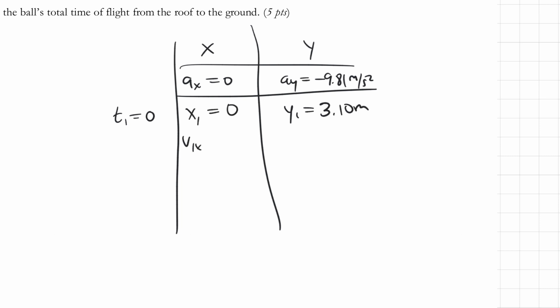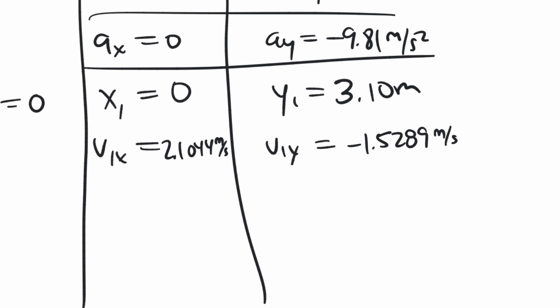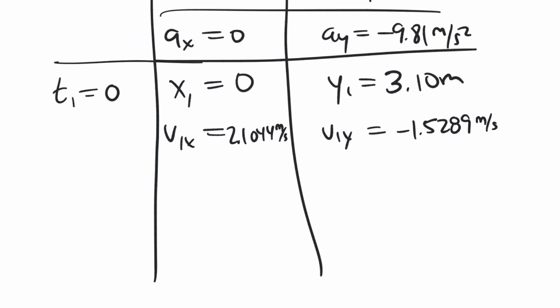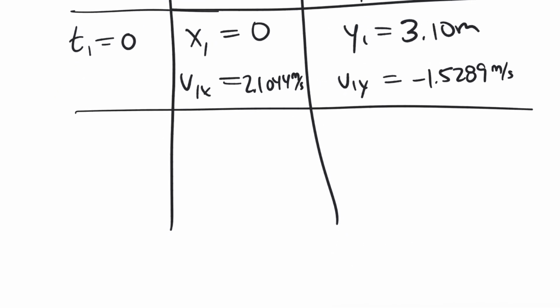Okay, and V1 in the X and V1 in the Y, right? So I'm going to pull those numbers off of my calculations earlier. So this is going to be 2.1044 meters per second, and this one will be negative 1.5289 meters per second. Okay, and we want to know a few things, right? So that's the setup for the problem right there.